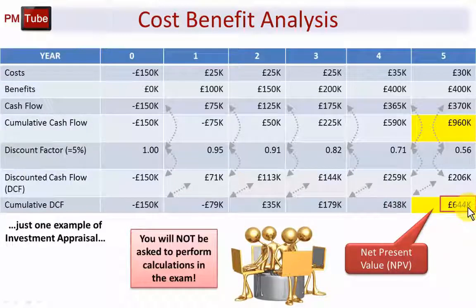But, and here's the important but, if you counted the money in the bank, you would find £960,000. But because it's viewed from the present, the time value of money, as an investment, it's only really worth £644,000. So this cumulative discounted cash flow at the end of the repayment period is what we call the net present value, NPV. And again, the higher this number, the better it is. So that's about as complicated as it gets.